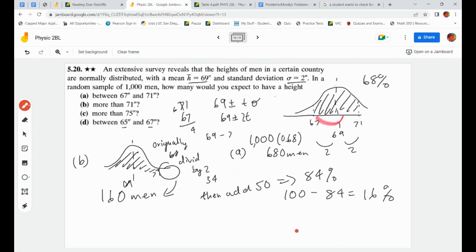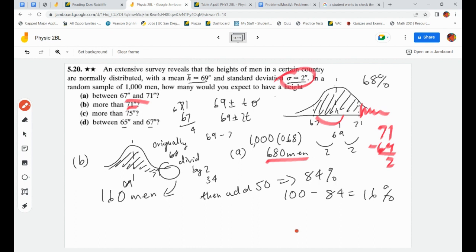So if we do 71 minus 69, that's 2. That 2 over here is the standard ratio, which is 2. So you will notice that this is 68. So 680 men are that height. 71 is more than that. So over here, in this direction, how you get it is kind of fun. I don't know if I showed it. There are two ways to actually do it. They show both ways.